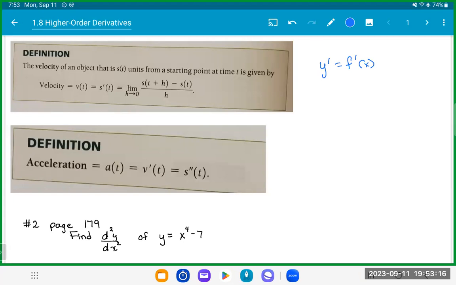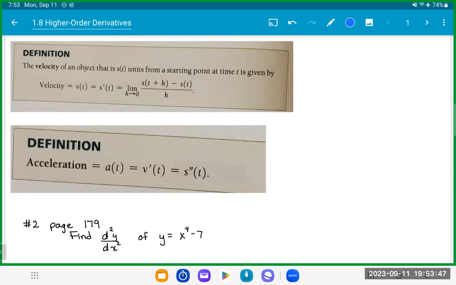So the first definition we have up here is velocity. So you can see the velocity is v of t, which is the same as s prime of t, which is the same as if I took the limit of, so I have my S out here is the only thing that's different, that is S of t plus h minus S of t over h. So that really is just our difference quotient, which is what we've been seeing, okay?